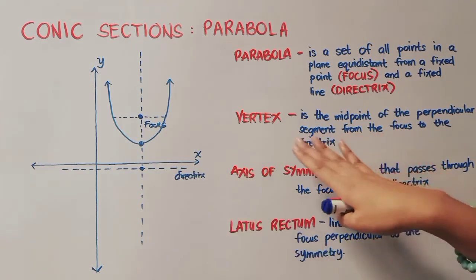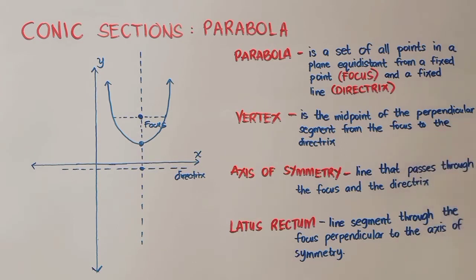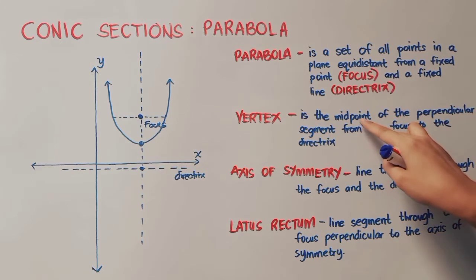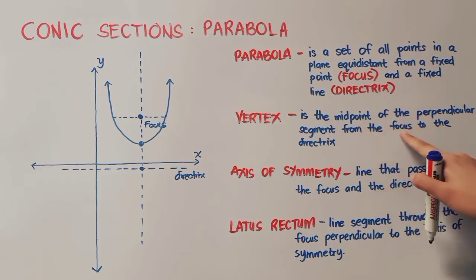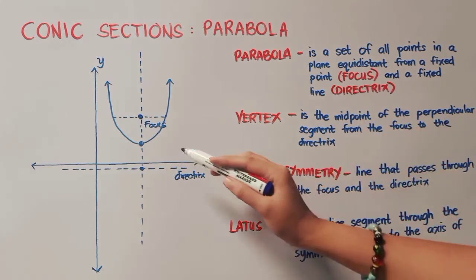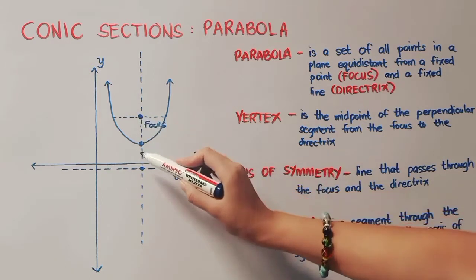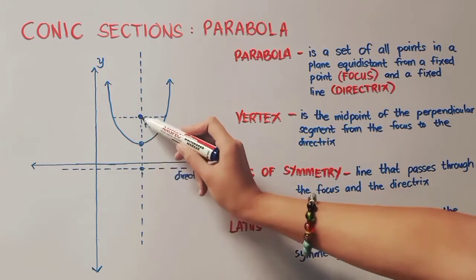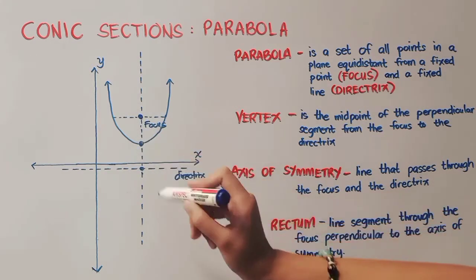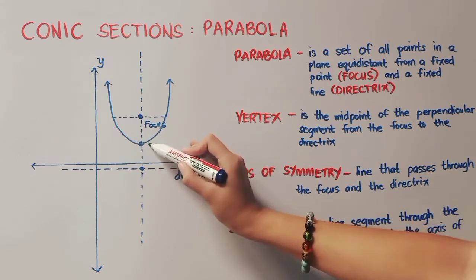Next is vertex. Vertex is the midpoint of the perpendicular segment from the focus to the directrix. So when you say midpoint of the focus and the directrix, it is found in the middle portion of this segment. So this point here is our vertex.